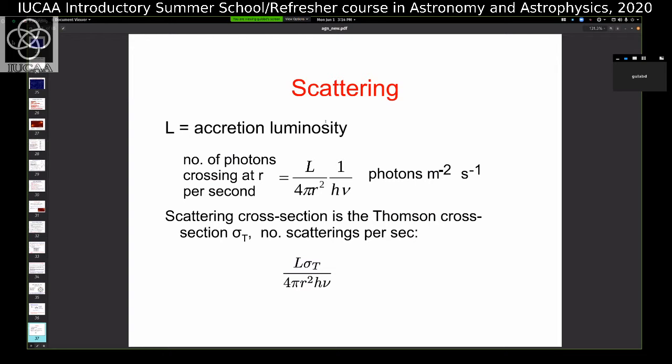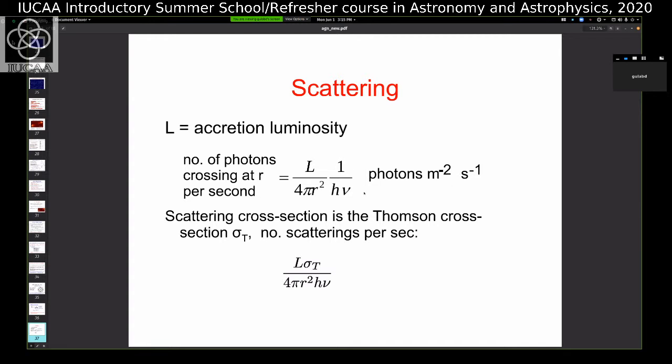So let's say this L is the accretion luminosity, the luminosity from the capital mass M. If L is the luminosity, then the number of photons crossing its radius r per second per unit area is L divided by 4 pi r squared, which is the energy per unit area, divided by the energy of individual photons, h nu. That gives you the number of photons crossing at r per second, in photons per meter squared per second.